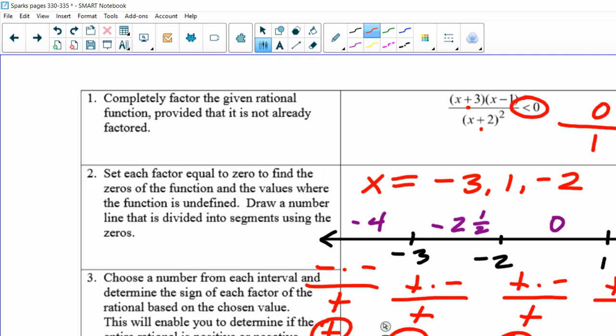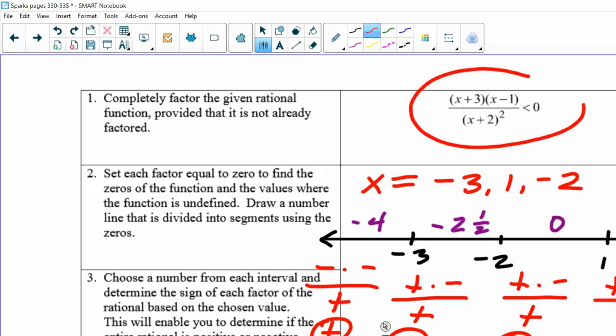No, because that's just less than. It's not on the x-axis, it's just less than. So x equals negative 3 is not included because negative 3 makes this thing equal to 0. What other number makes this equal to 0? 1. So 1's not included either.